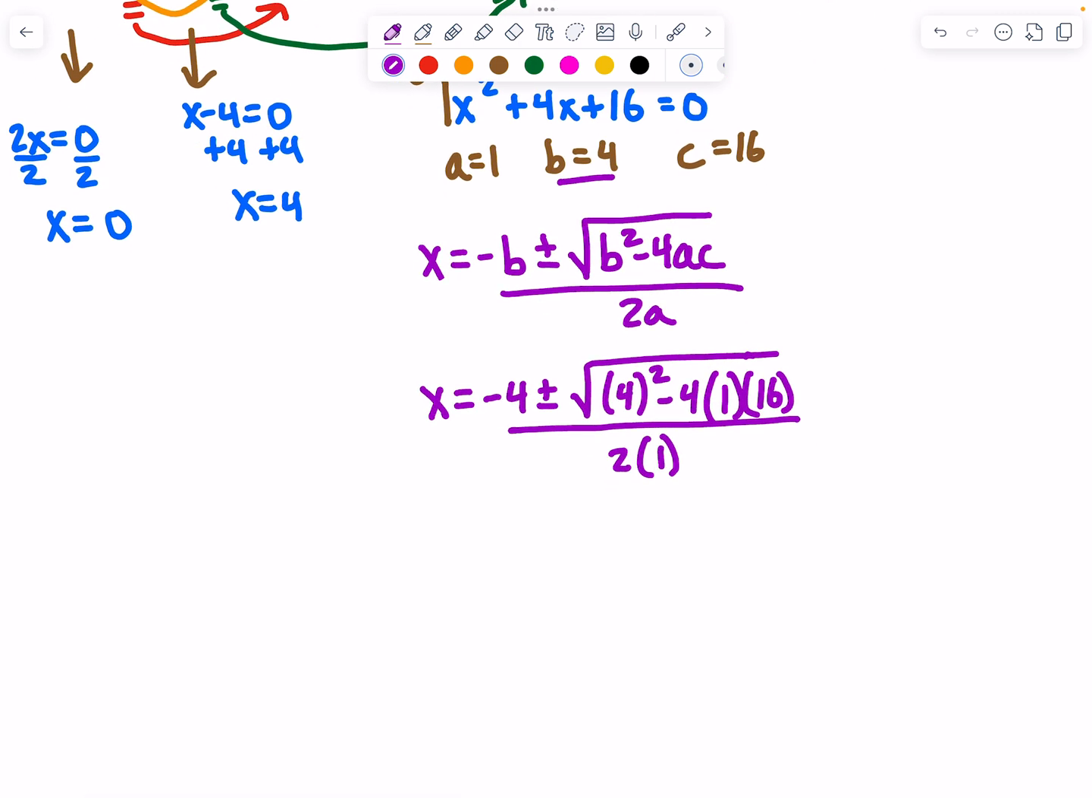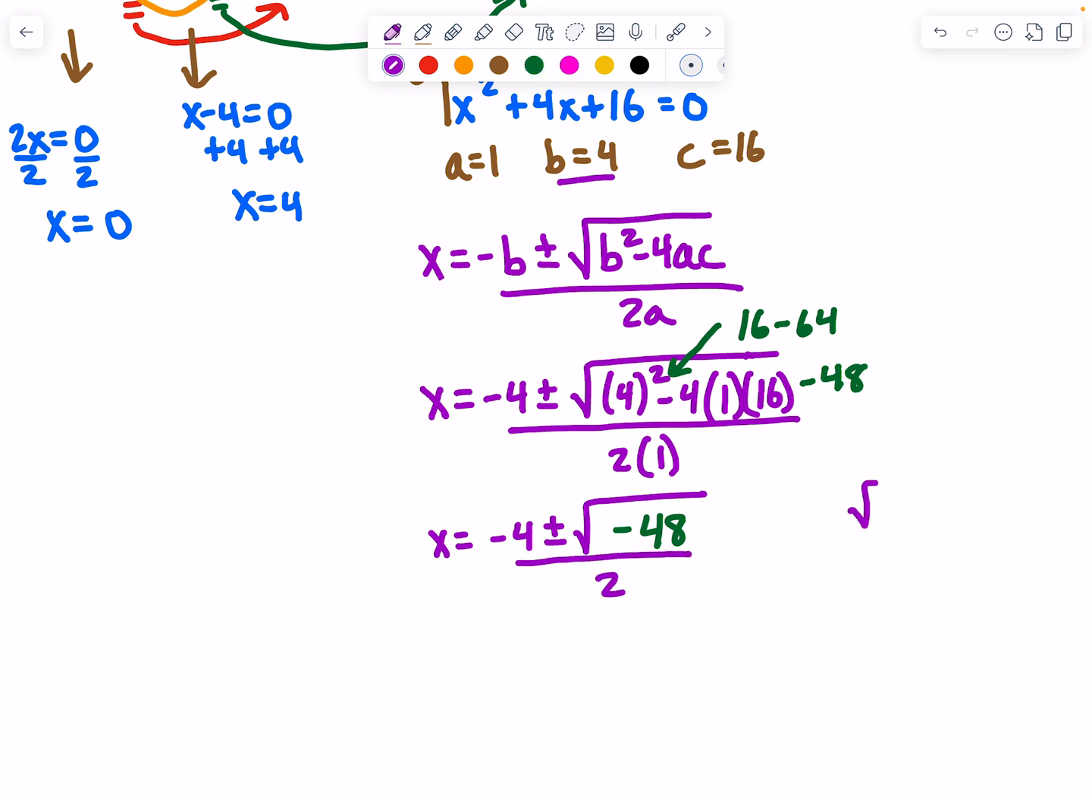Now let's clean everything up. So we get x equals negative 4 plus or minus the square root. And then inside of my square root, I see I have 4 squared, which is 16. And I have negative 4 times 1 times 16, which is negative 64. And 16 minus 64 is negative 48. So that's what I've got to put under here for my simplified form. So I'm getting it all simplified.